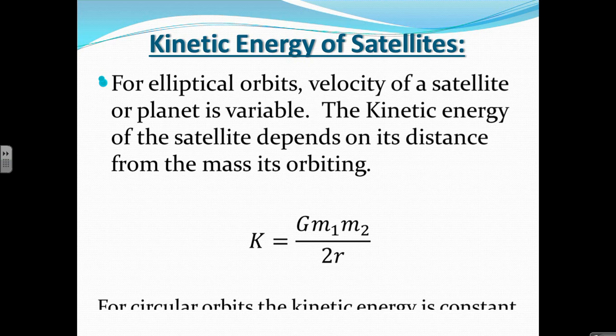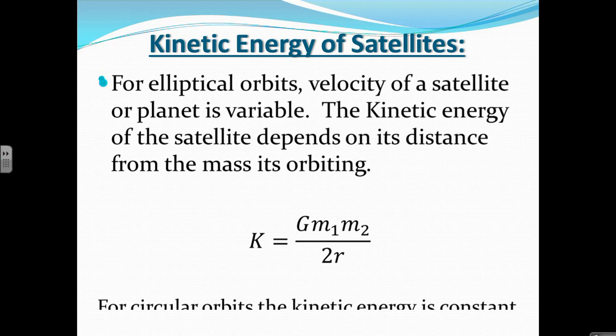And we could take a look here at the kinetic energy of satellites. For elliptical orbits, the velocity of the satellite or the planet is variable. It varies along its path. So the kinetic energy depends on the distance away from what it's orbiting. This is because that kinetic energy must compensate for the change in potential energy, always equaling the same amount of energy. To find this kinetic energy, we use the equation: kinetic energy is equal to the gravitational constant times the two masses divided by 2r.